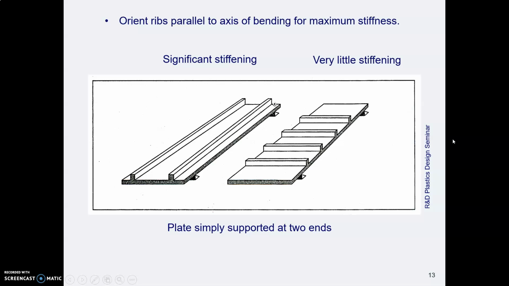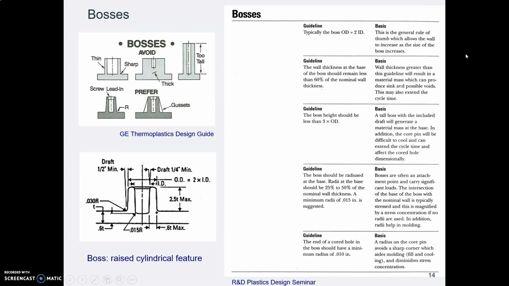You want to pay attention to what direction your ribs are going, and if you've taken strength of materials, this is probably going to make you think of moment of inertia, stiffness of a shape. So this direction has a good moment of inertia, this direction, lousy moment of inertia. In other words, this way is stiffer.